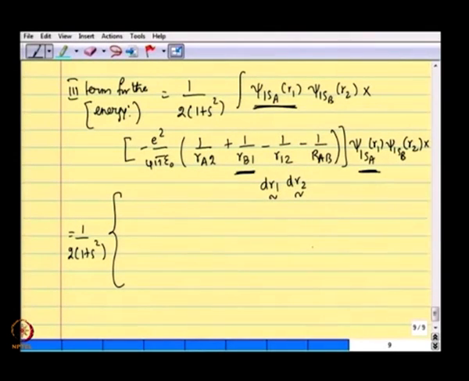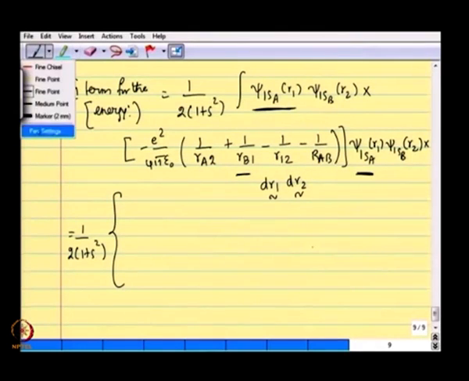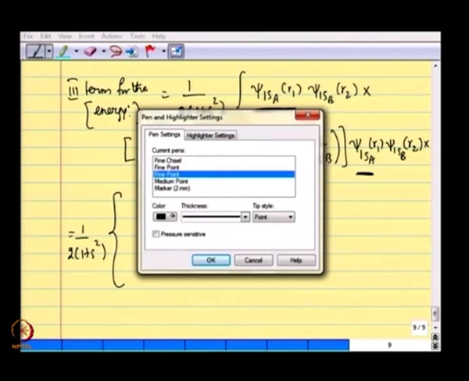By the same token, let me remove that. Or let's have it that way. This is already marked r b1 and psi 1s is r1. Now let's mark the same thing with the next item.